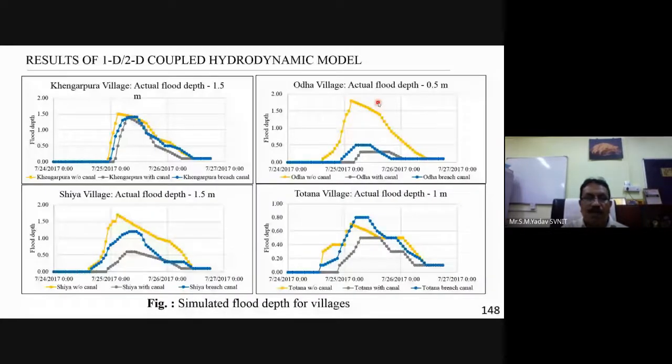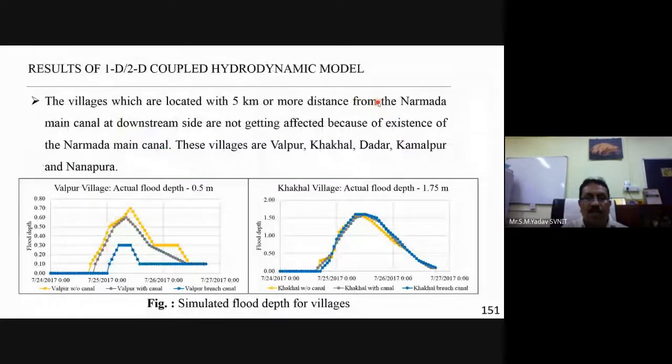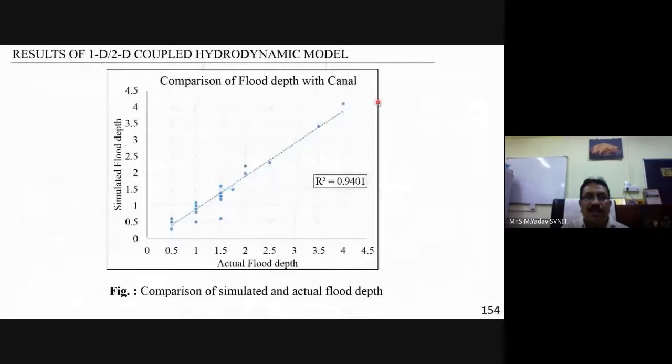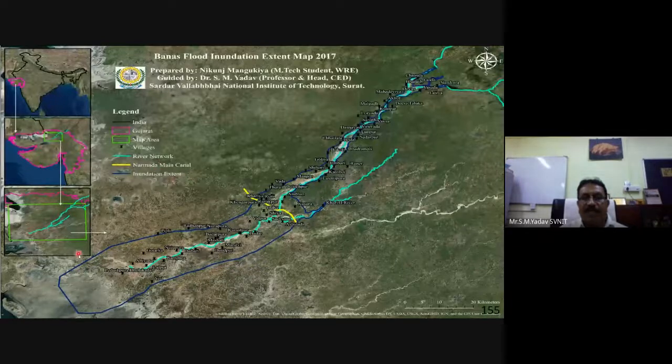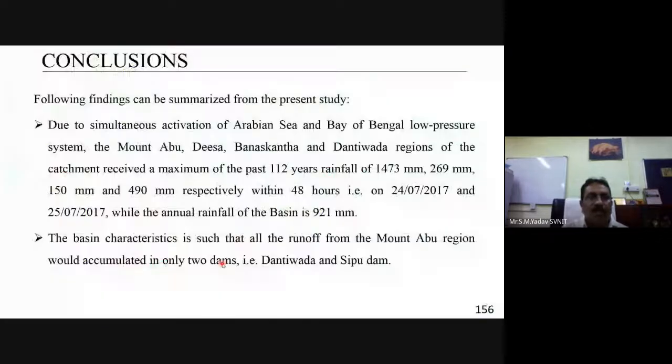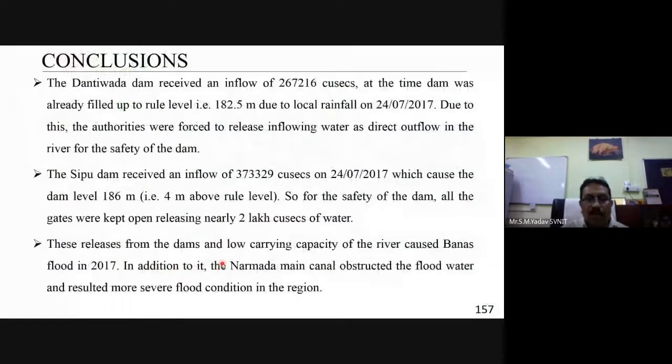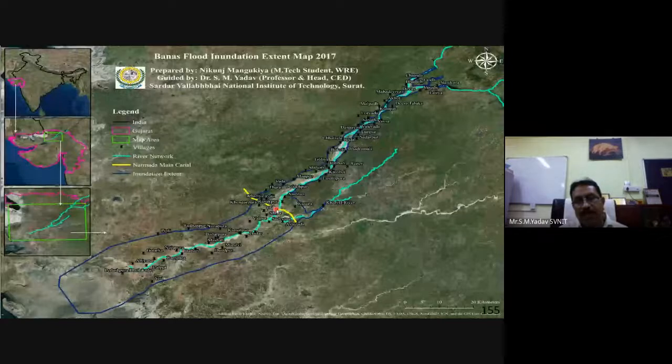Lastly, I just wanted to show you the villages comparison, and this is the map. You can see here the inundation extent, which is shown by the blue line, and this is the canal siphon, which was not sufficient.